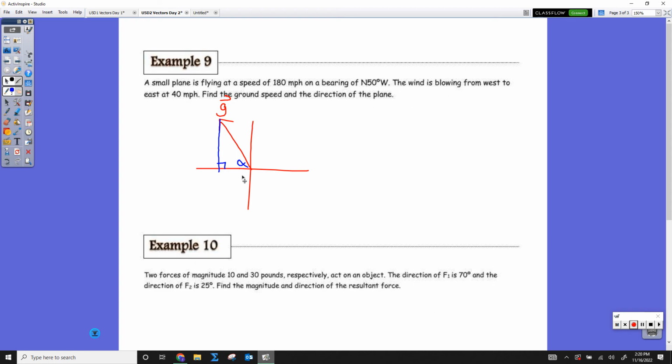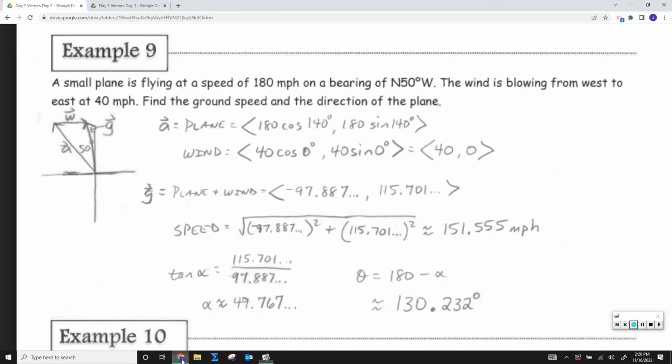So right here, you can see I drew it. That's the 49.767, where the alpha is right now. In order to get our actual directional angle, we need to go from here to here. So we're going to say 180 minus alpha, theta equals 180 minus that alpha, would give us our actual directional angle. That's why I subtracted 180 minus the 49.767 in order to get 130.232.